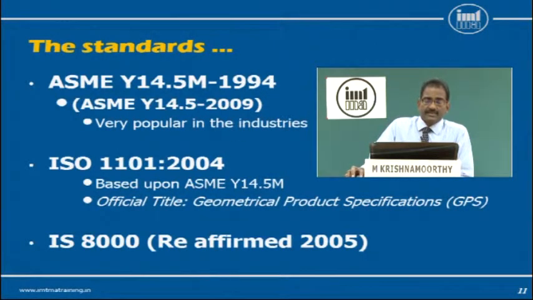An equivalent standard available in ISO is the ISO 1101 2004 version, named as Geometrical Product Specifications, GPS, as per ISO. Then the Indian standard 8000 is again based upon ISO as well as ASME standards.